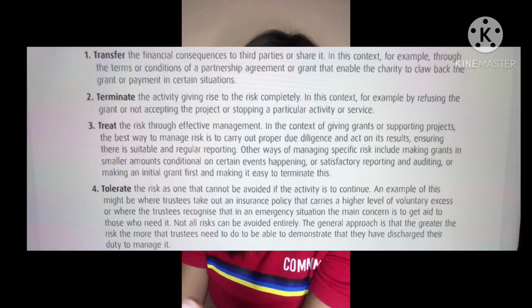So next is stage 2, which is to use processes and procedures and take actions to mitigate and manage risk. Once the risks are identified and evaluated, trustees can draw up a plan for the steps that they consider need to be taken to address or mitigate significant or major risk. There are 4 basic strategies that can be applied to manage risks. These strategies can be identified as the 4 T's.